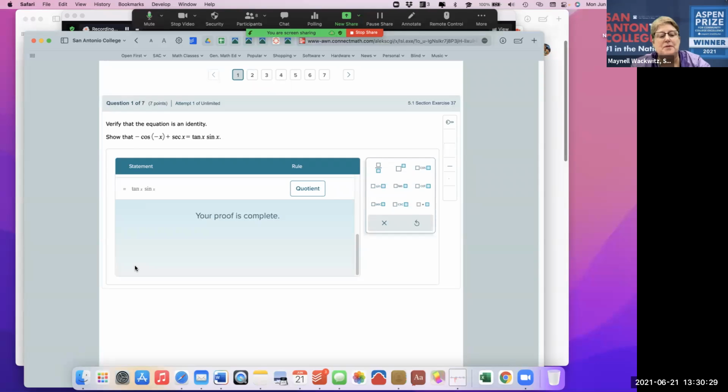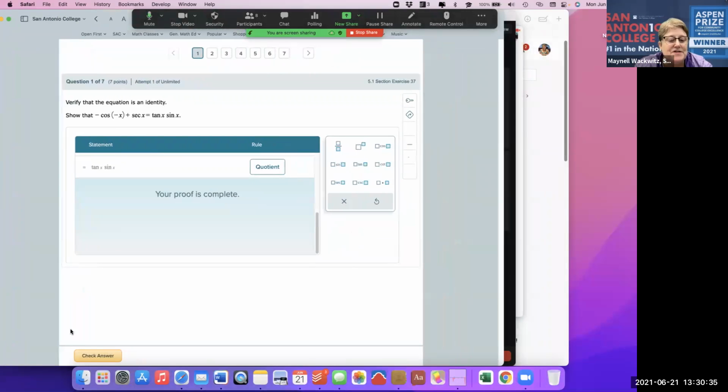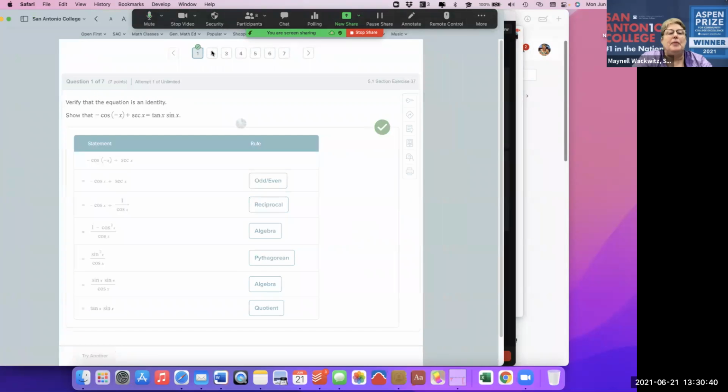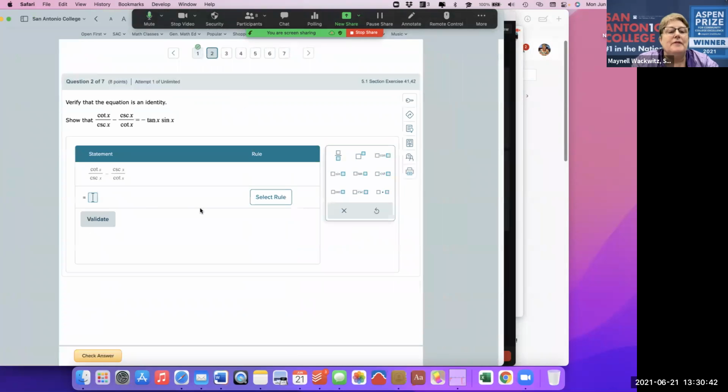Validate, and it says your proof is complete, but unless you scroll to the bottom, check answer, you won't get credit for it. It's very frustrating. Some of the quizzes have identities on them that you have to prove. But if we were doing a Connect Math exam, you wouldn't have any. We will have a couple on our exam, but you don't have to do them this way. You can do them the way we did them on the board. And you can do more than one trig step at a time and stuff like that.